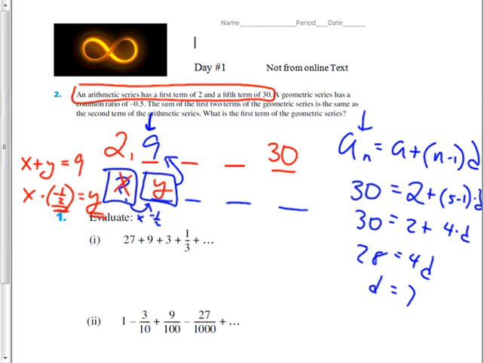Now from here, it's easy to solve. I can solve this for y is equal to negative 1/2 times x. So I'm going to put that wherever I see a y, which is right there. So x plus negative 1/2 x has to equal 9. And when I'm done, remember to answer the question they actually asked. What is the first term?